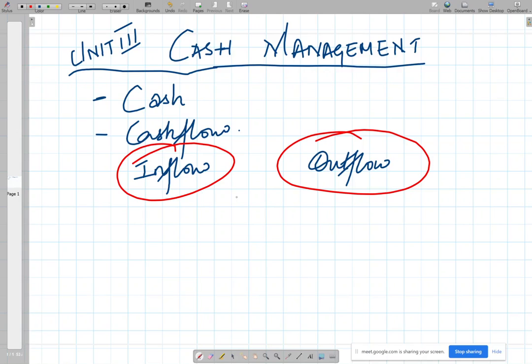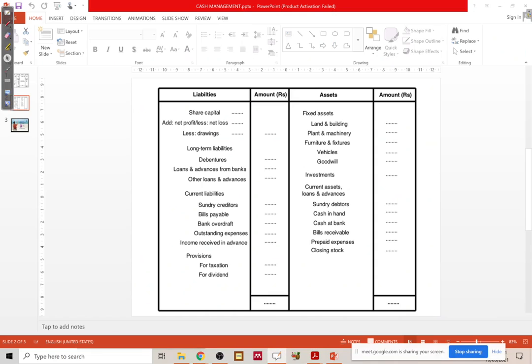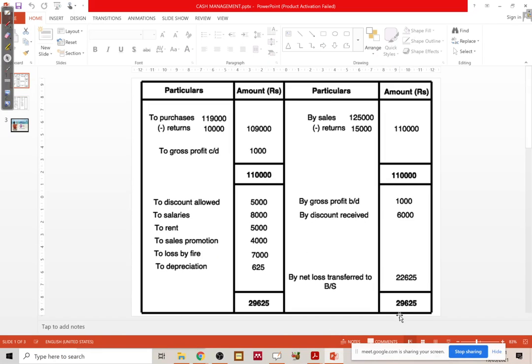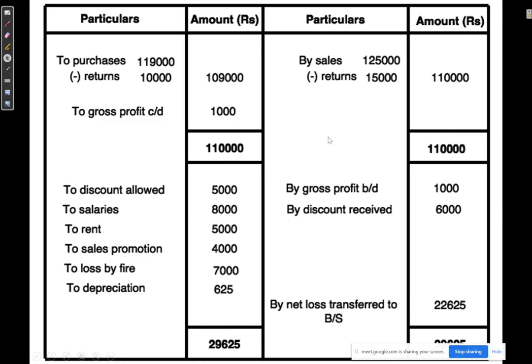When you calculate profits, you are taking both types of expenses. You are taking cash expenses as well as non-cash expenses. Like for example, I have a profit and loss account over here. Let's take a look at it. So here you have different expenses and incomes that are given to you. Of these there are some which are cash expenses, there are some which may be non-cash expenses, correct?